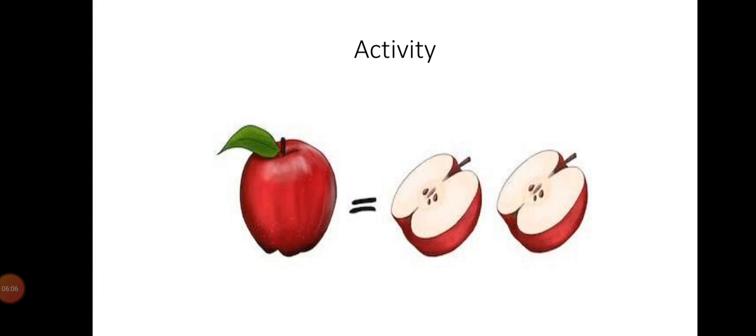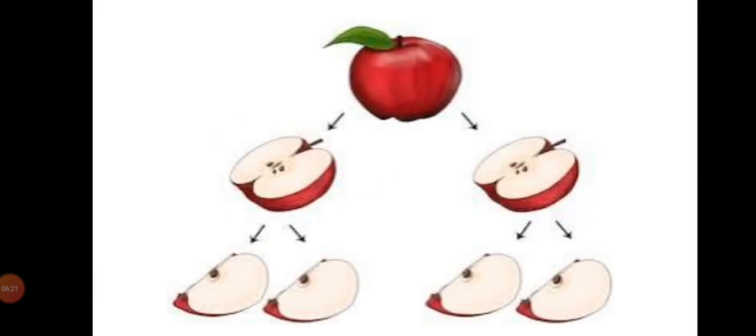Now you have to do an activity at your home. You have to take an apple and divide it into two equal parts. So each part is called a half. And if we join these two parts, half plus half is one apple. Same, we can do this activity in quarter form also. If we divide this half apple into two more parts, then each part is a quarter. 1 quarter, 2 quarters, 3 quarters, and 4 quarters make one whole apple.